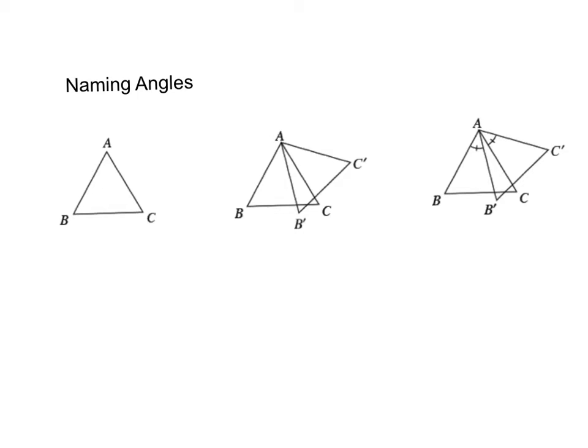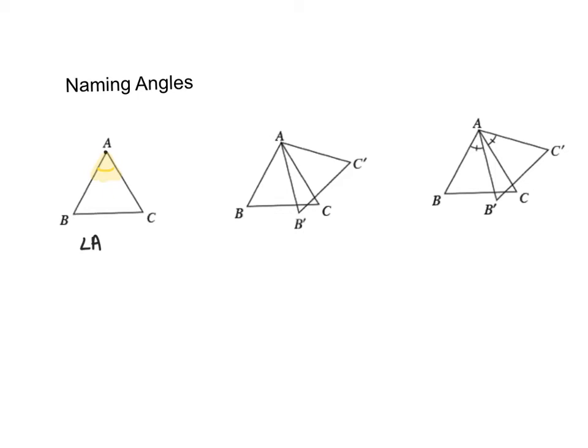In this first triangle, if I wanted to reference this angle at the top here, angle A, I could simply go ahead and call it angle A. I would use the angle symbol and put the letter A there, which represents the vertex.